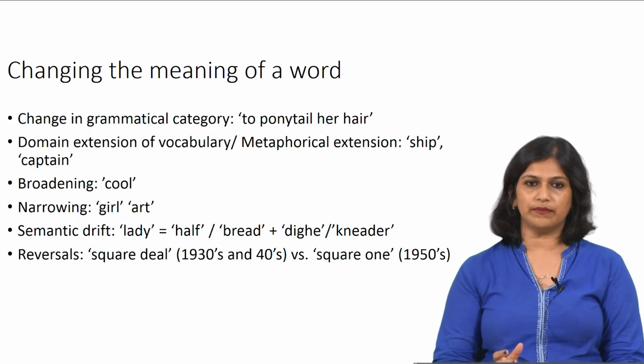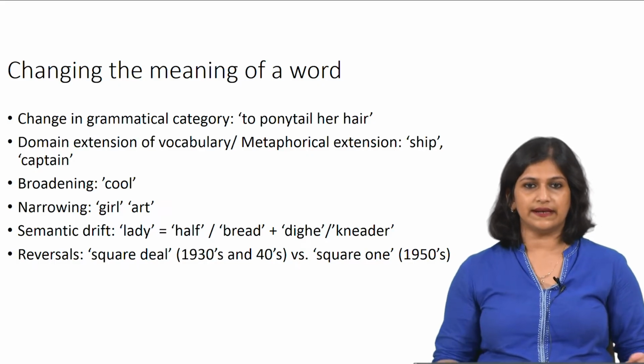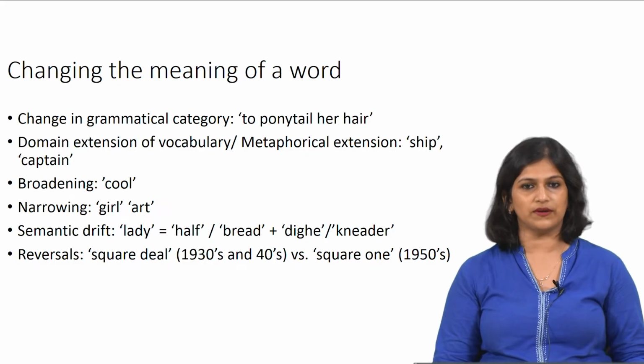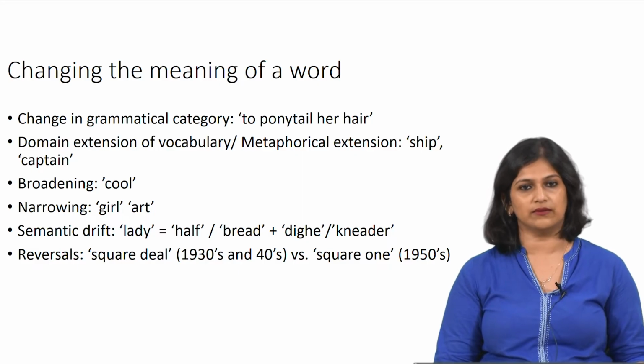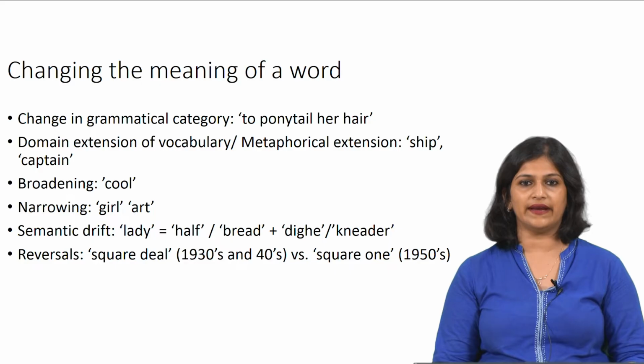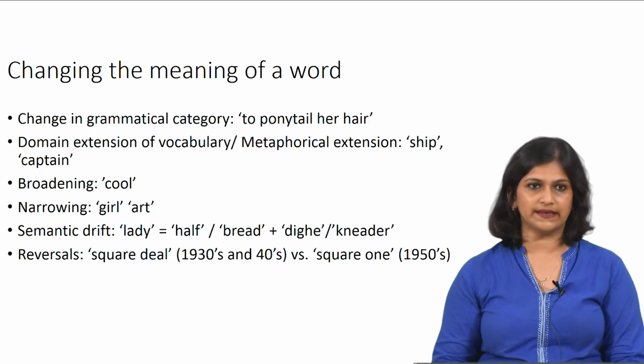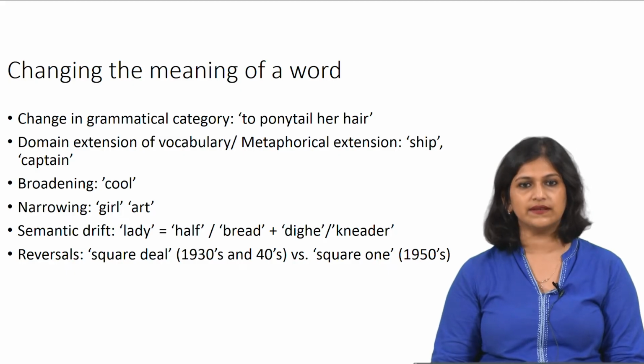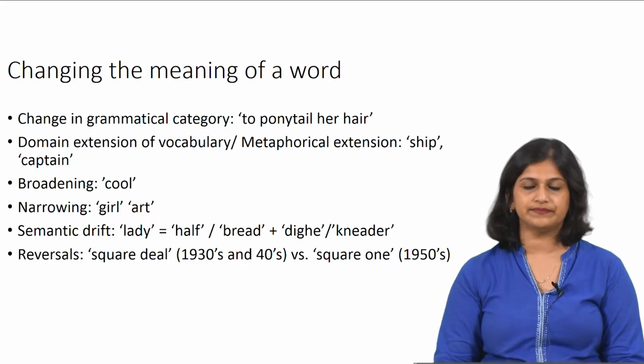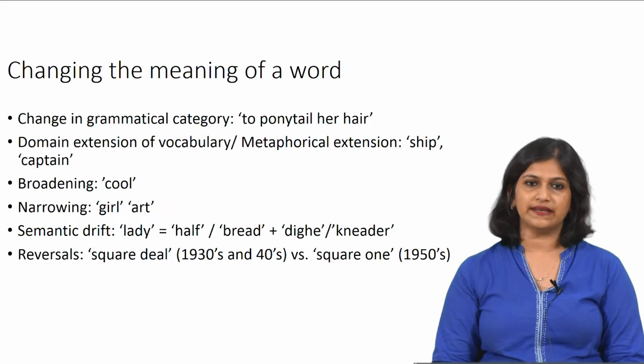So, the meaning of cool has been broadened, that includes all sorts of positive information or positive meaning: wonderful, great, beautiful, quiet, calm, everything has come under the domain of cool. So, that is why we would consider it as a part of semantic broadening. Then we have semantic narrowing.